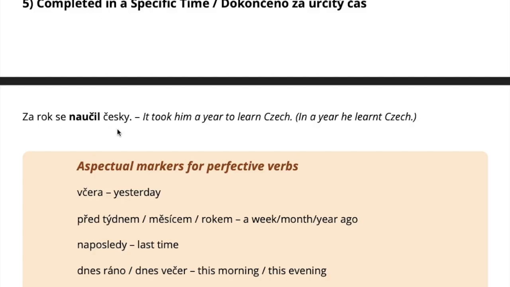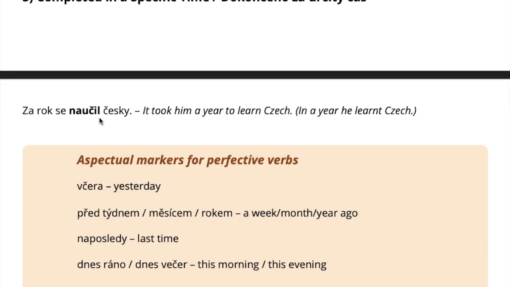Za rok se naučil česky. In the literal translation, it would be like, in a year he learned Czech. But that's probably not correct English. So it took him a year to learn Czech. Za rok se naučil česky. You see, I am talking about how long it took him to learn Czech.